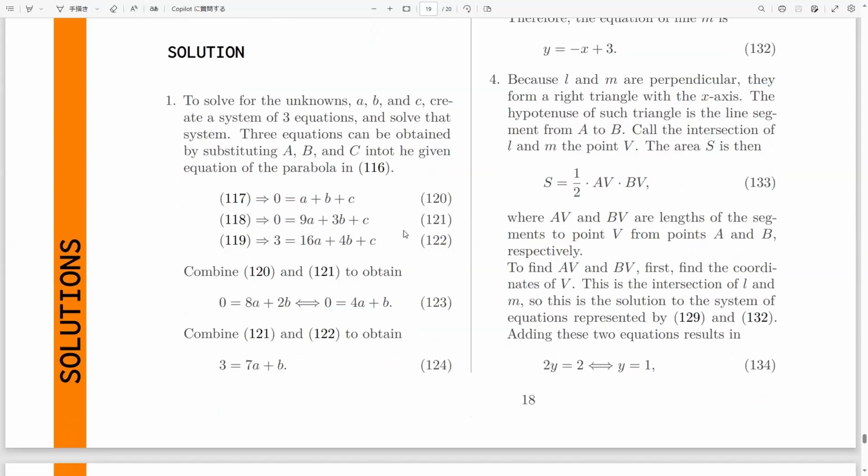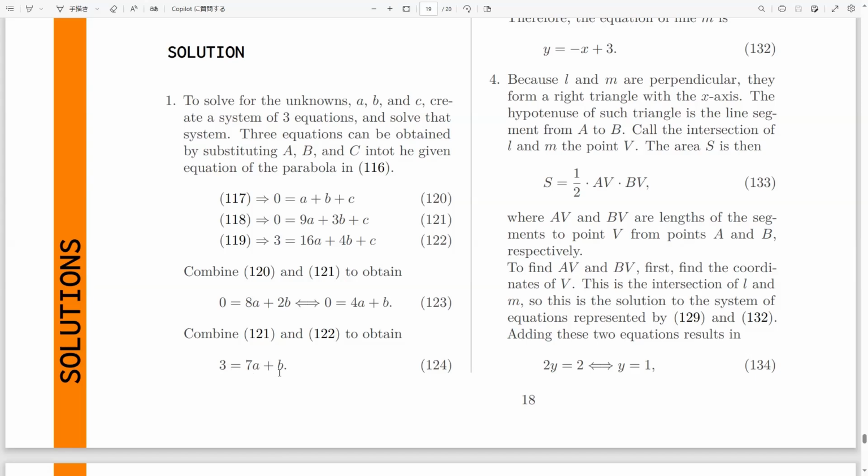Now we do the same for the second and third equations. 3 minus 0 is 3. 16 minus 9 is 7a. 4b minus 3b, you get b, and c minus c, that's 0. So we eliminate c. And now we are left with this equation, 3 equals 7a plus b.